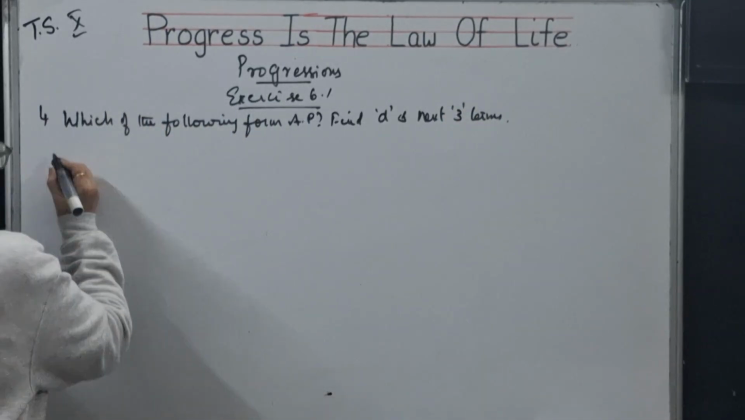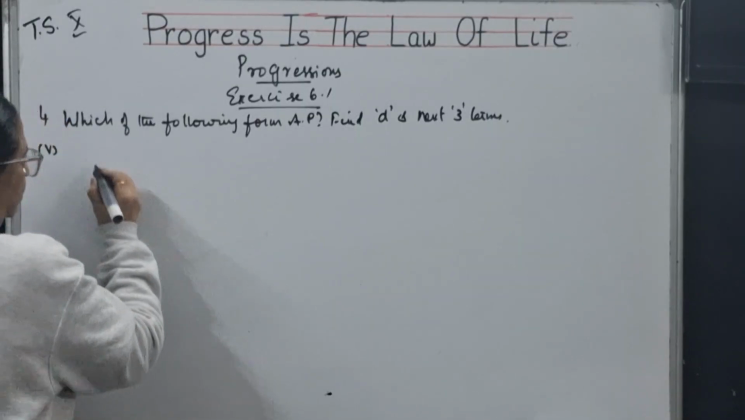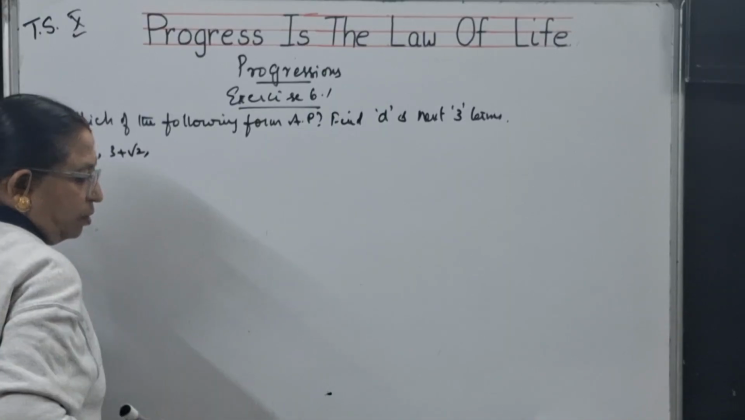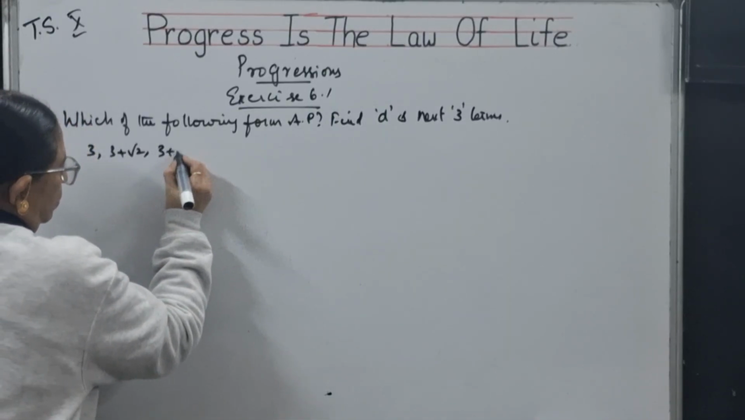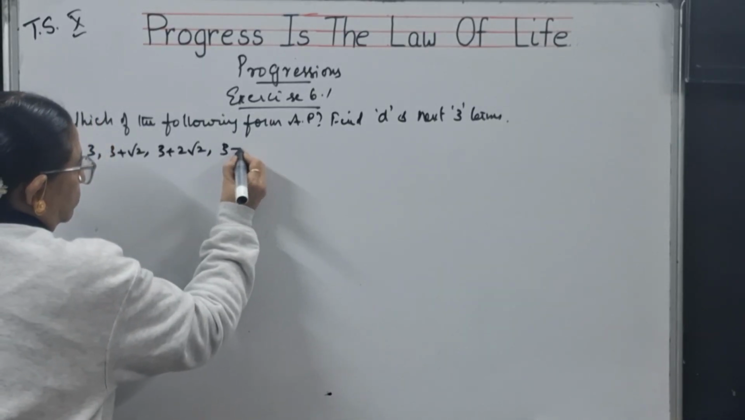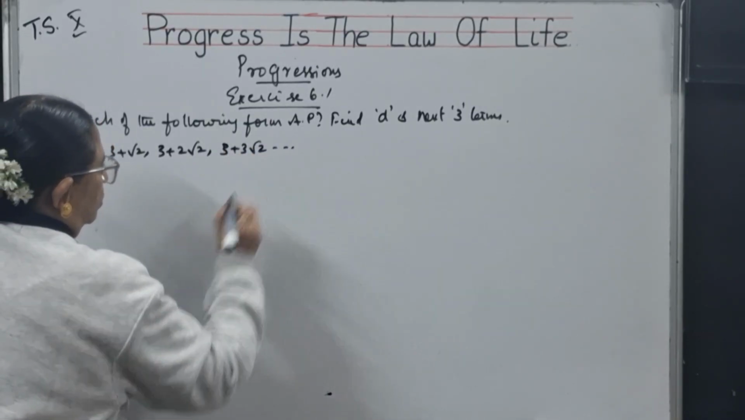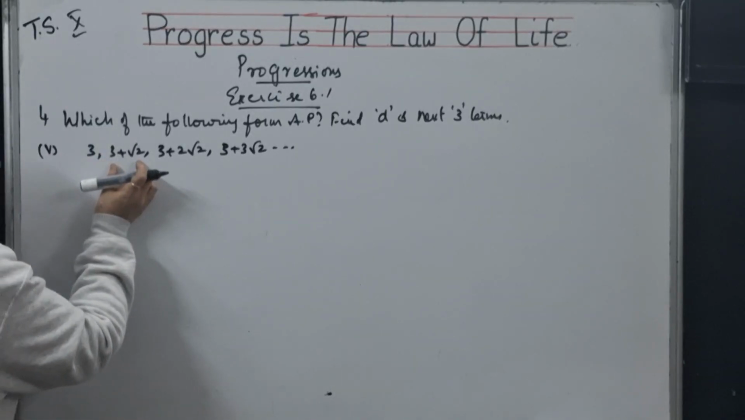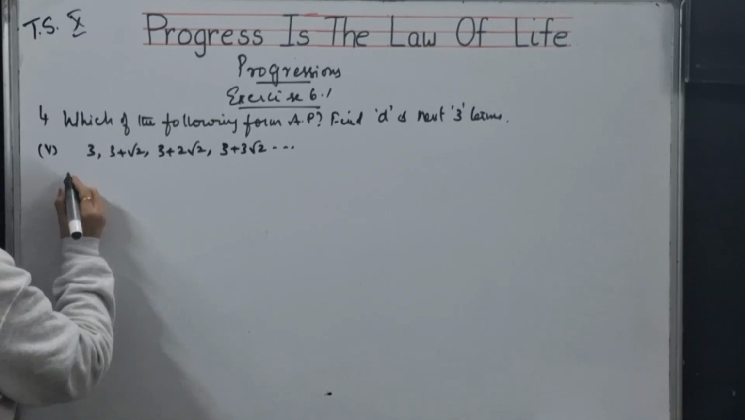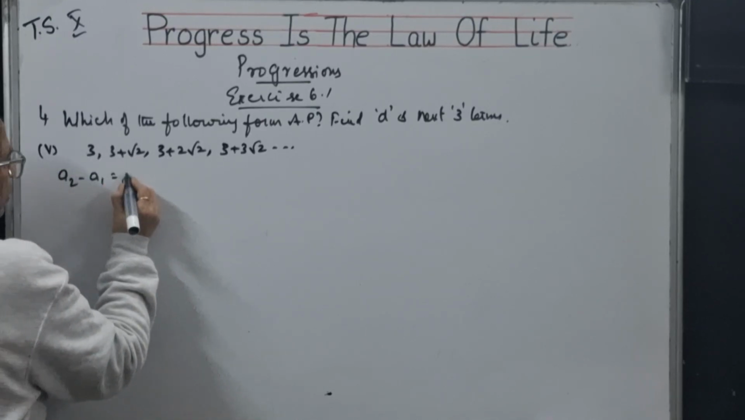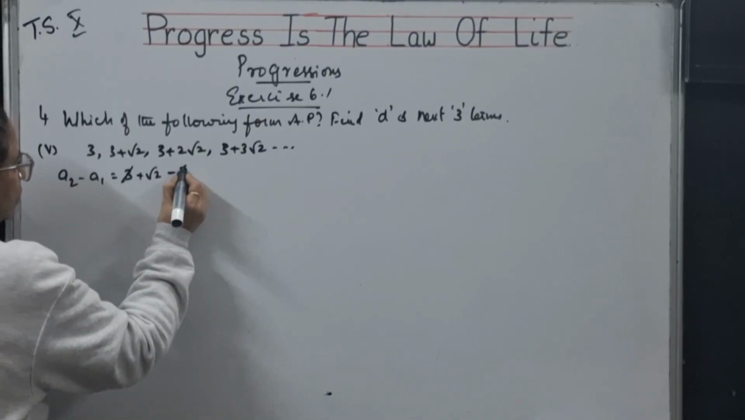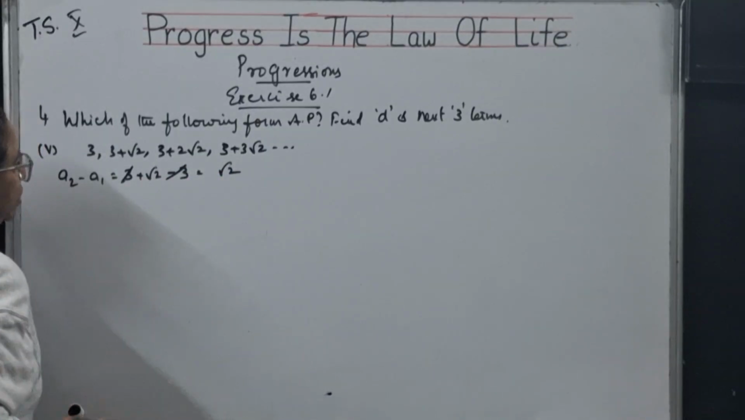Now fifth bit I have to do, that is 3 plus root 2, 3 plus 2 root 2, 3 plus 3 root 2, and so on. So let me take a2 minus a1. 3 plus root 2 is a2 minus a1 is 3. 3 and 3 will get cancelled. Root 2 I am getting.